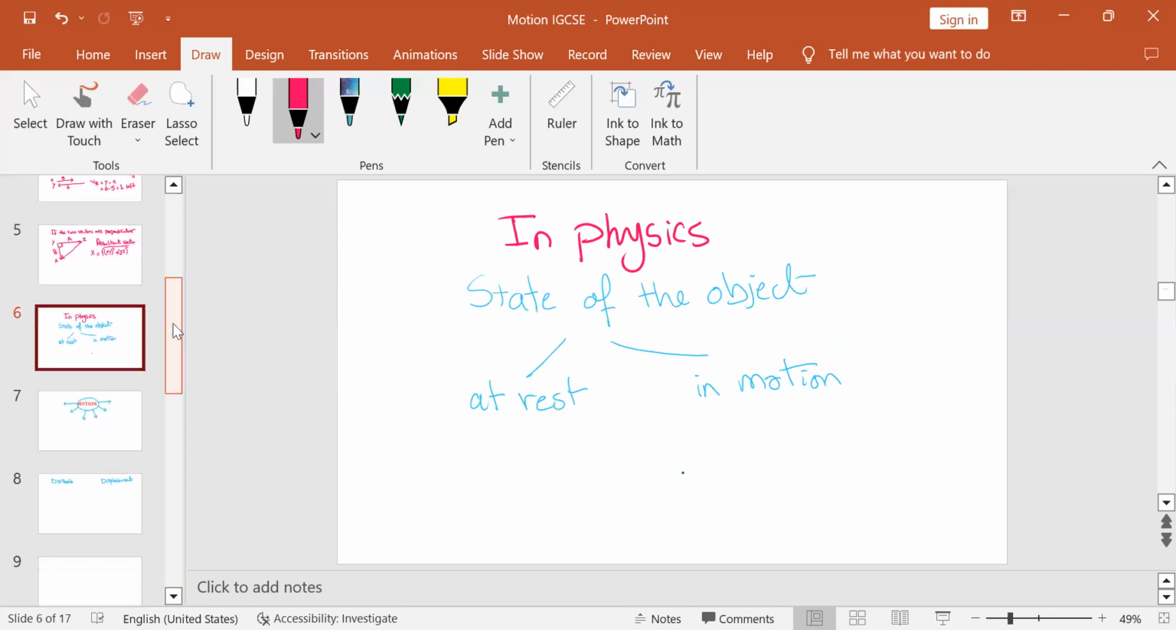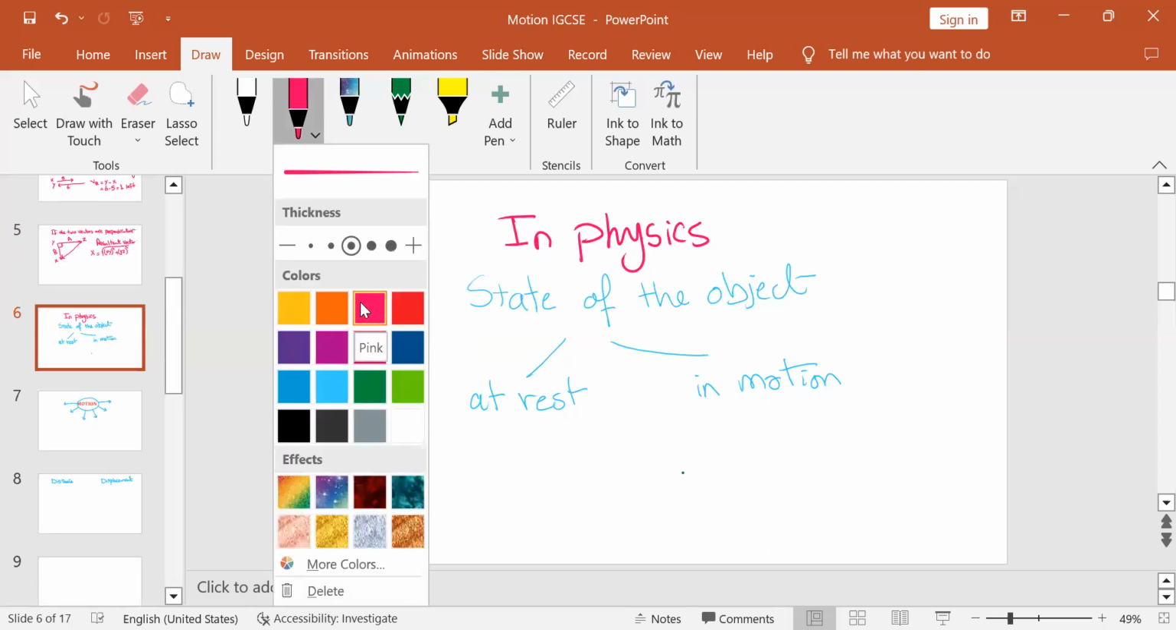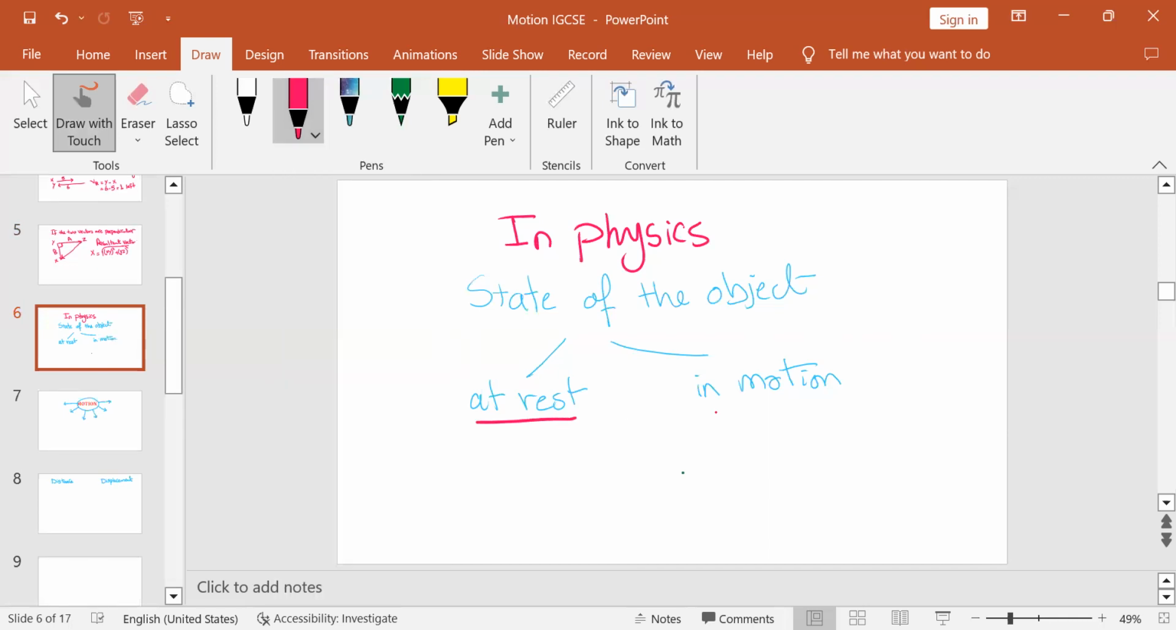Okay, so now we're going to talk about motion. In physics, the state of the object may be at rest, or in motion. To describe the state of the object in physics, we say that the object is at rest or in motion. What do you think at rest means? If the object is at rest, what does it mean? That the object isn't moving.